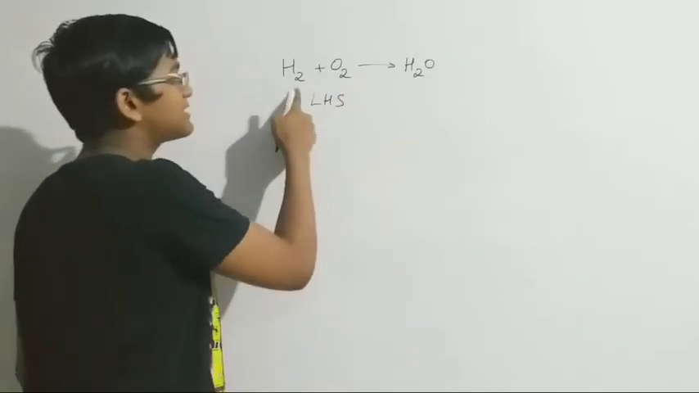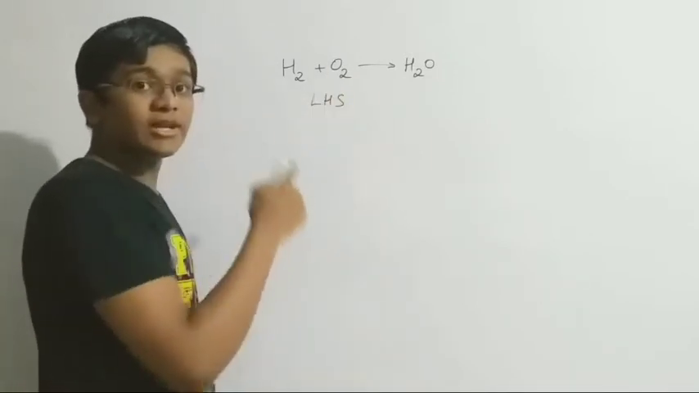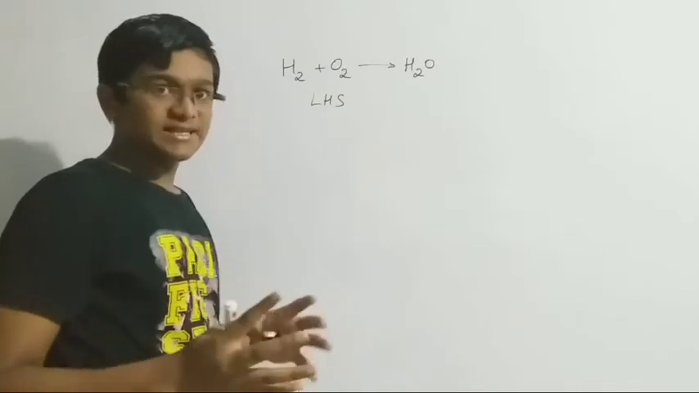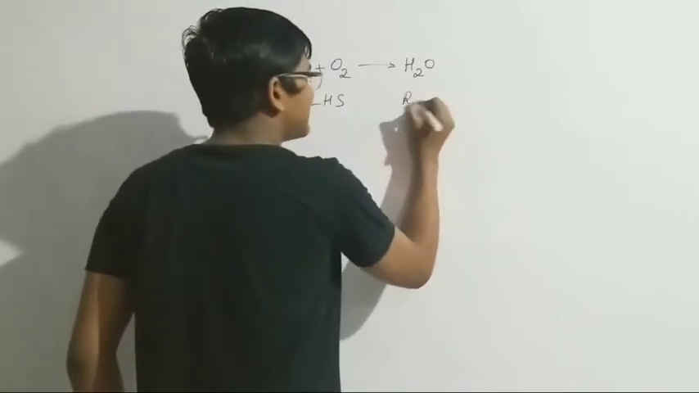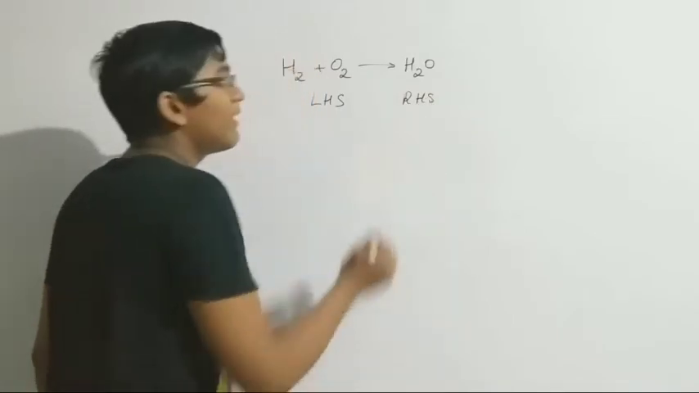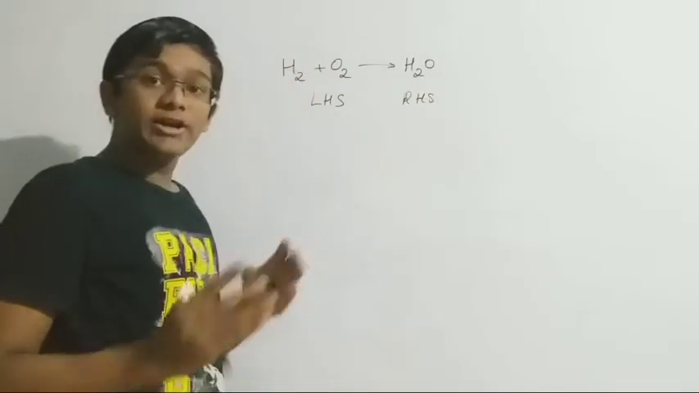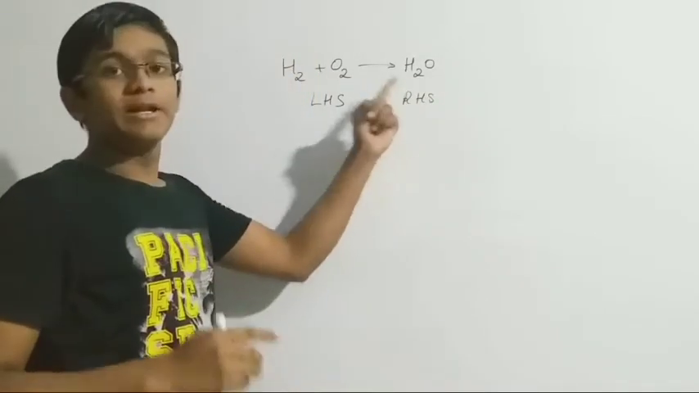Now let's consider the LHS part, that is the left hand side part. The LHS part is nothing but the reactants that are undergoing a change. And the RHS part, that is the right hand side part, is the product that has already undergone a change and now they have formed a new chemical.